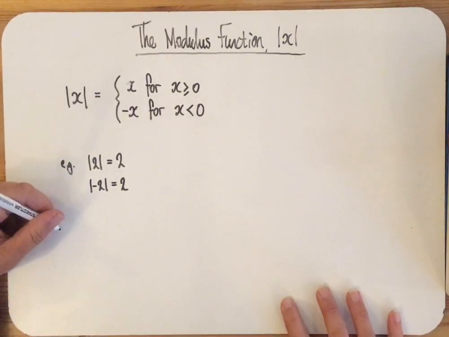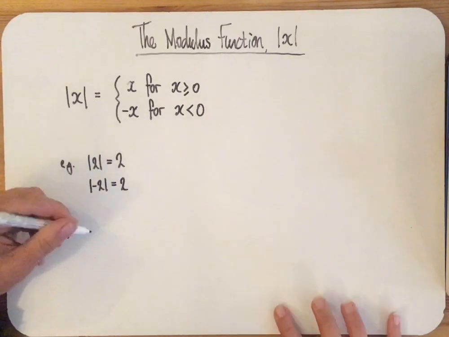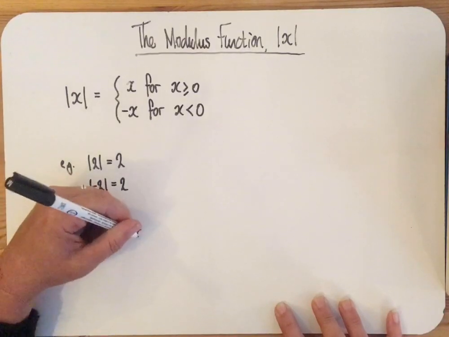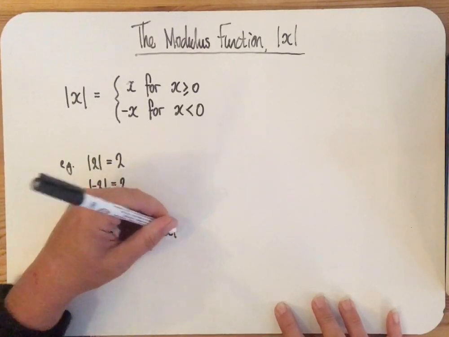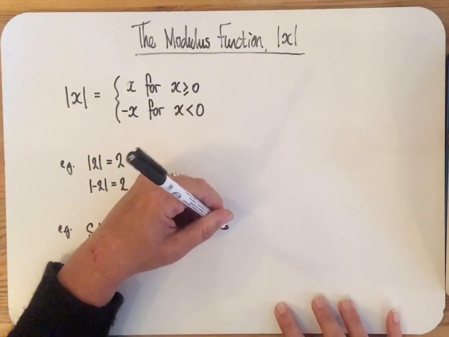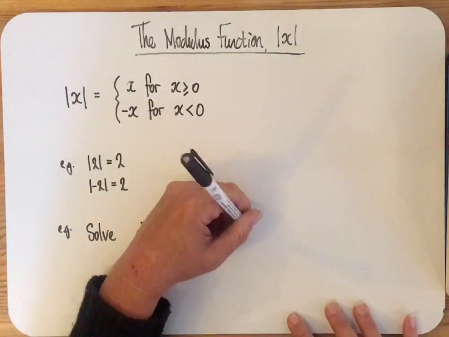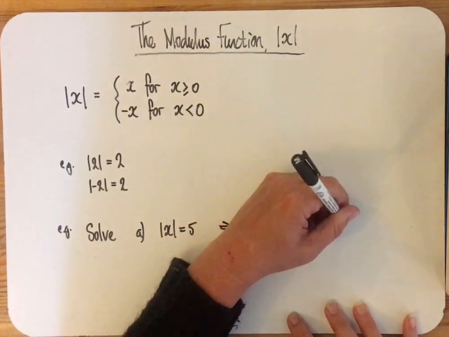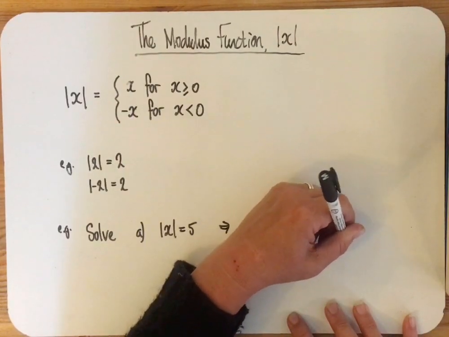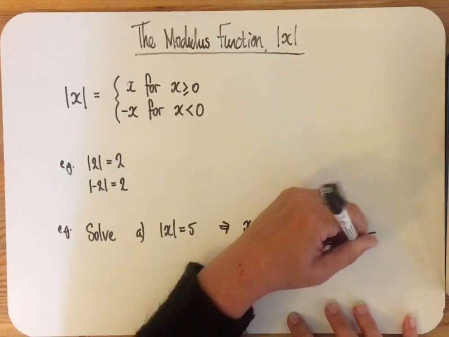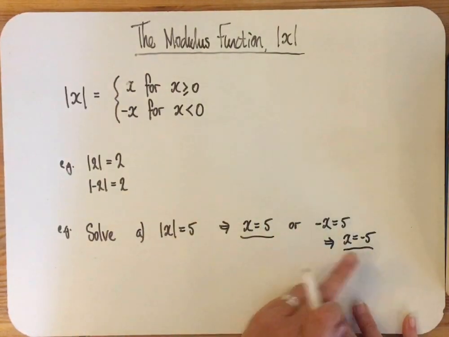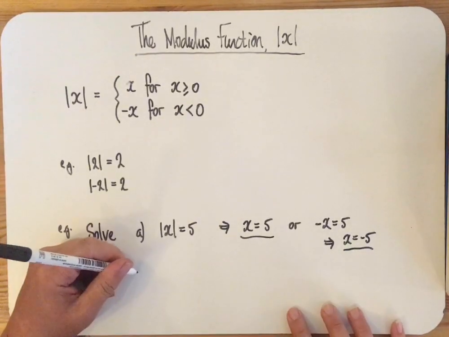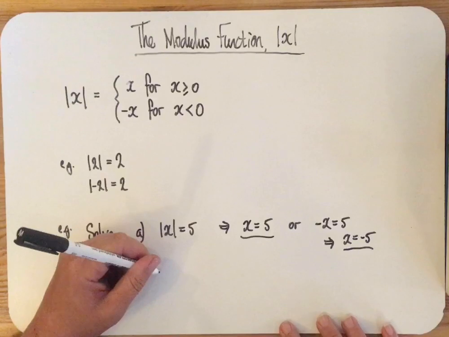In terms of solving very simple equations, we're going to actually use graphs to solve equations, but if you have the modulus of x is equal to 5, then there's two options, either x equals 5 or minus x equals 5, i.e. x is equal to minus 5, so that when you take the positive value you get 5. You can just extend that very slightly before we go into the graphs.